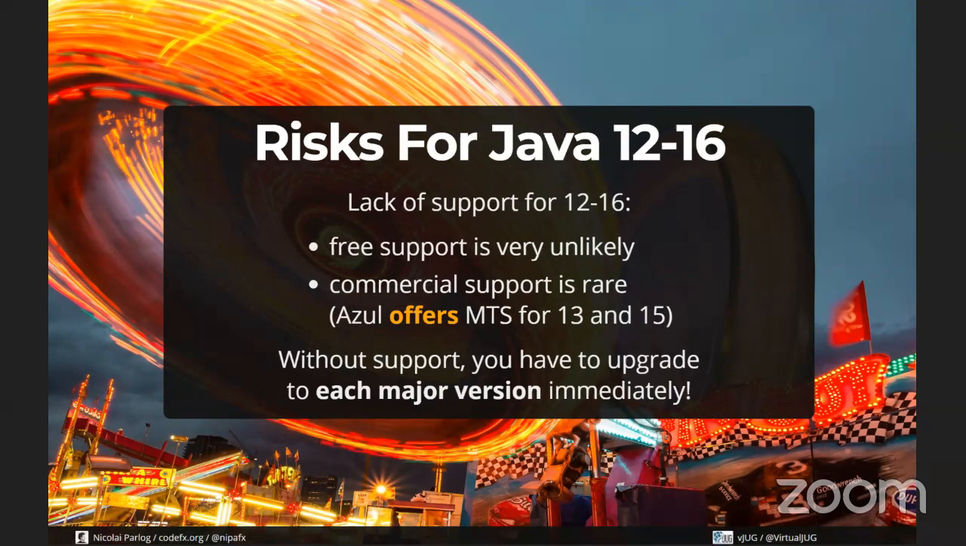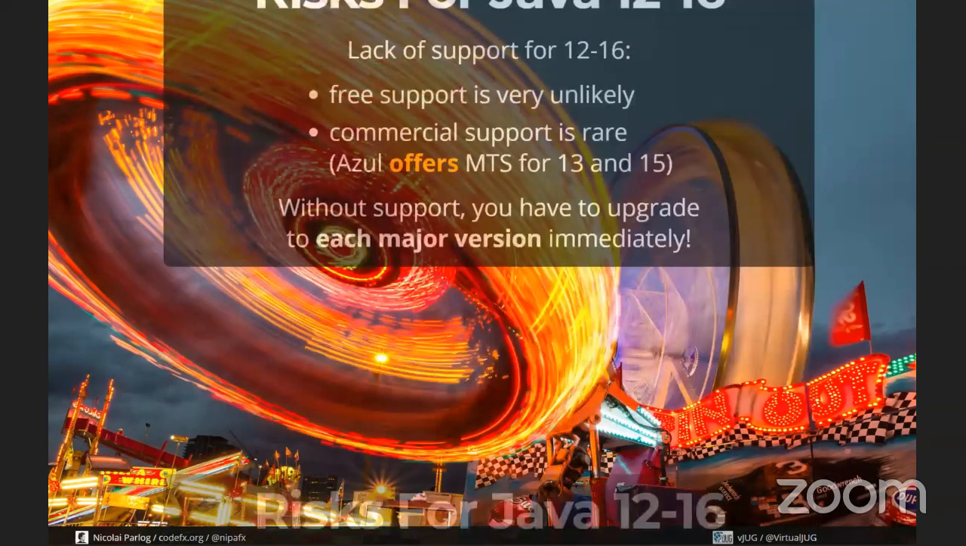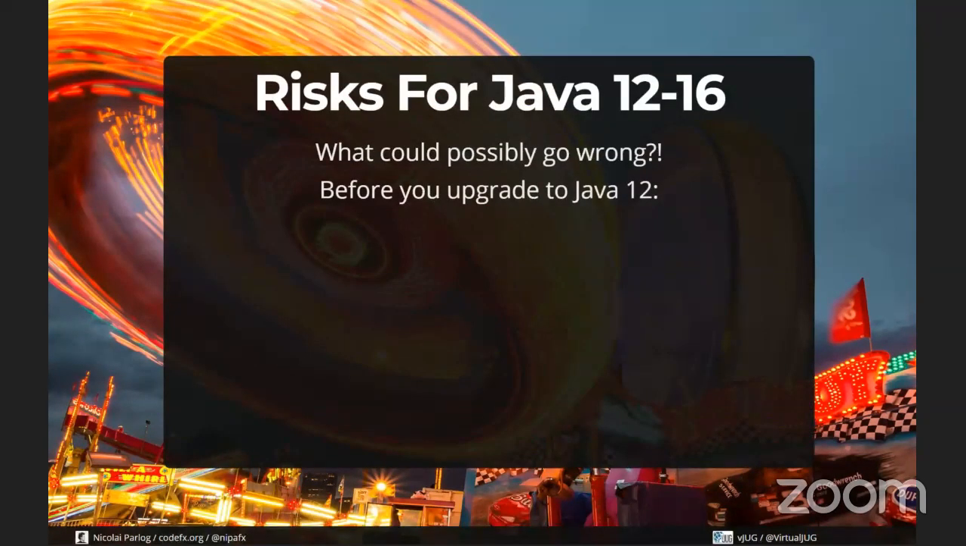It's medium-term, right? So that means when you're on 12 right now, you have to go to 13 because you're not going to get free support and you're not going to be able to pay anybody for support for 12. So unless you can do that yourself, you have to go to 13 or you will be on an outdated version. And now, why wouldn't you do that? What could possibly go wrong?